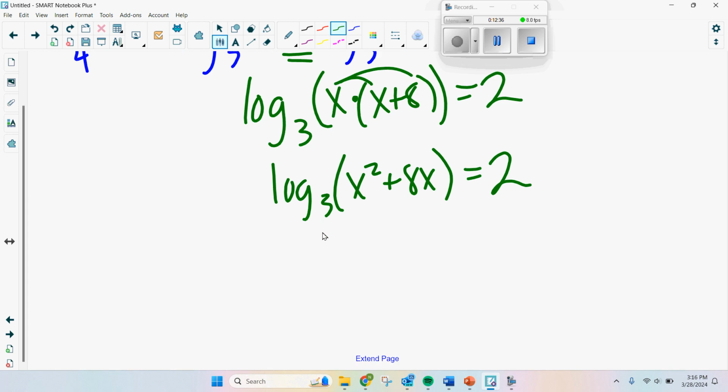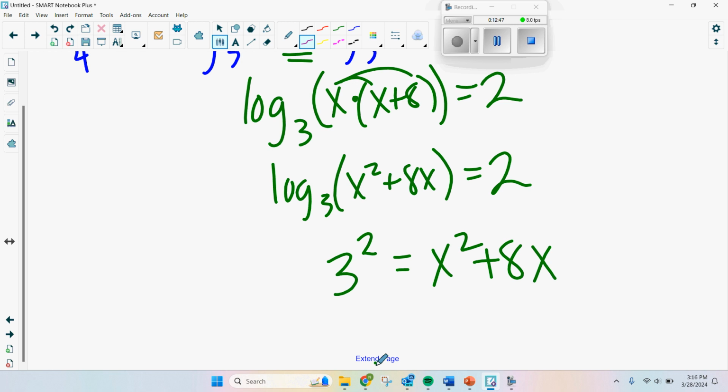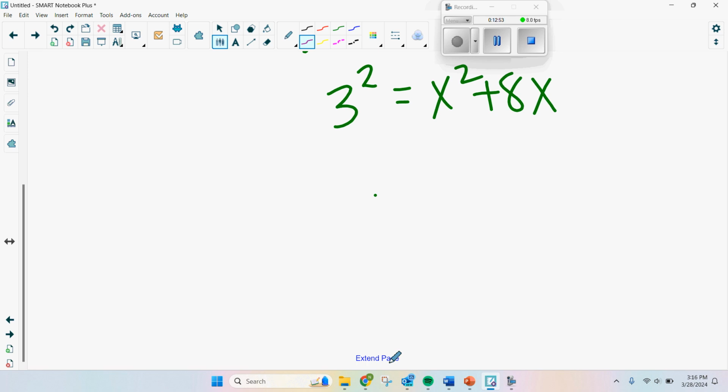Now I have a single logarithm, which means I can rewrite this into exponential form. 3 is going to be my base, 2 is my exponent, and then x squared plus 8x is going to be my answer. So base, exponent, answer. I have 9 equals x squared plus 8x.